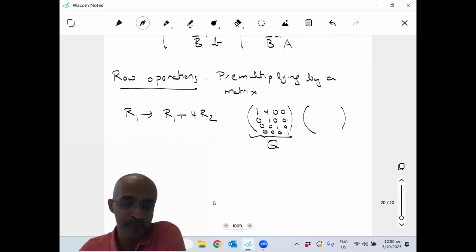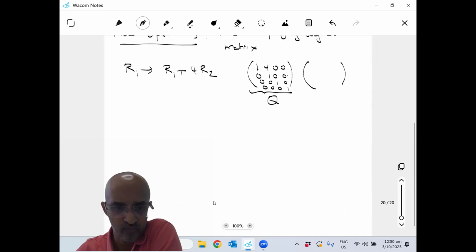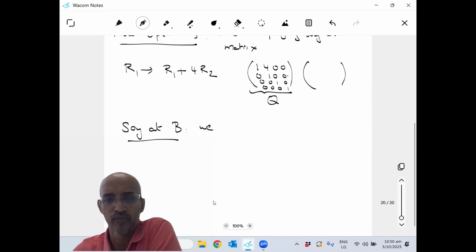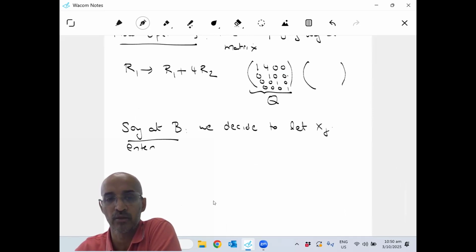Now what did we do in our row operations? Let's say we are at a basic feasible solution B. We decide to let xj enter the basis. This is the non-basic variable which I'm deciding to bring into my basis.